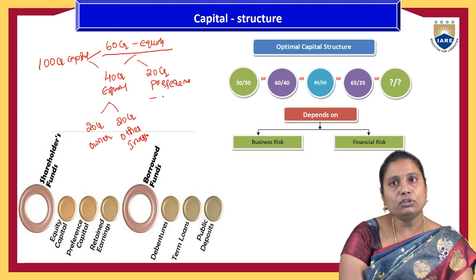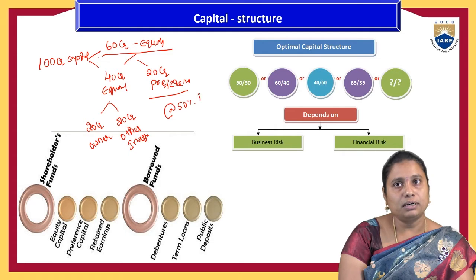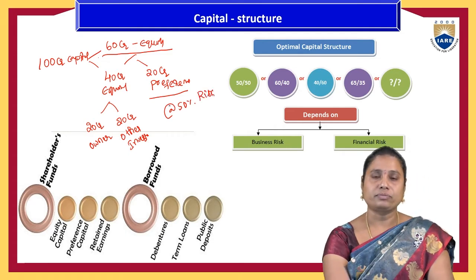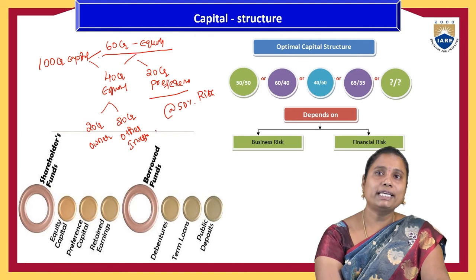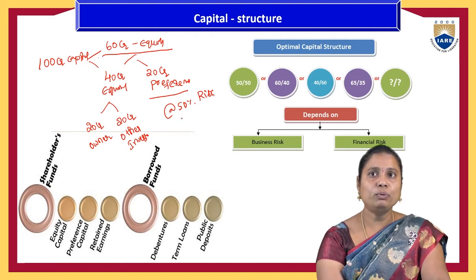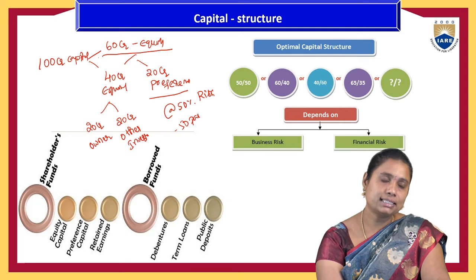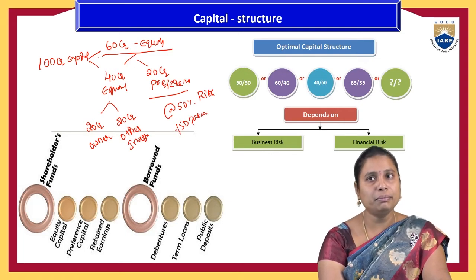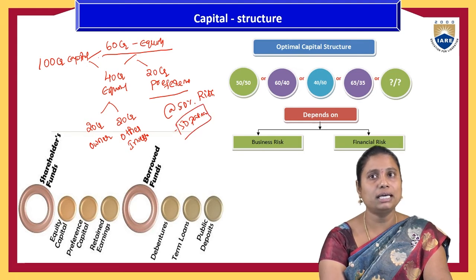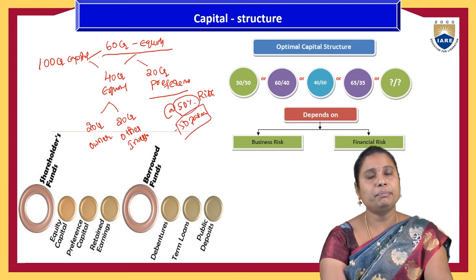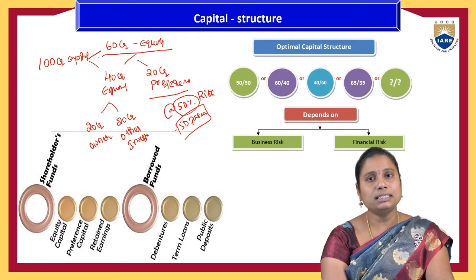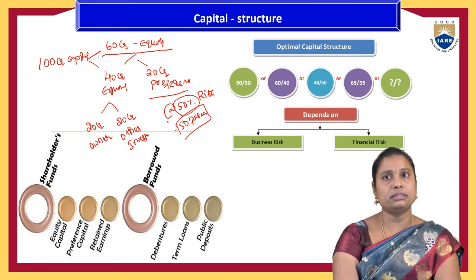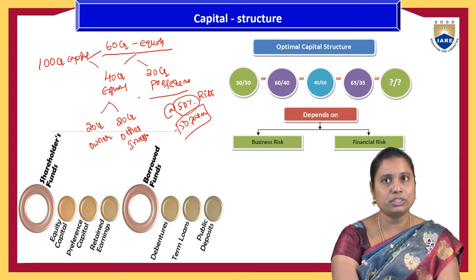So here the 20 crores preference shares were issued at the rate of 50% risk, meaning if the organization gets a profit of 1 rupee, these people will get only 50 paisa. At the same time, if the organization gets a loss of 1 rupee, they will bear only 50 paisa, because they are at 50% risk. Preference shareholders are equity shareholders whose risk taking is limited. Such equity shareholders are called preference shareholders.